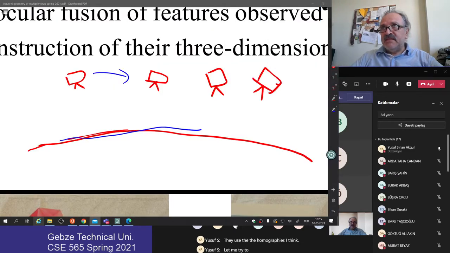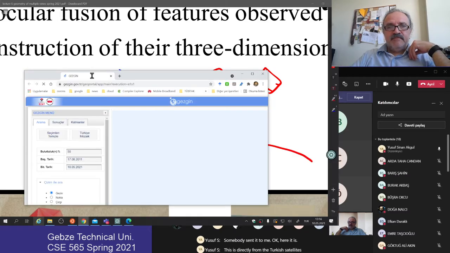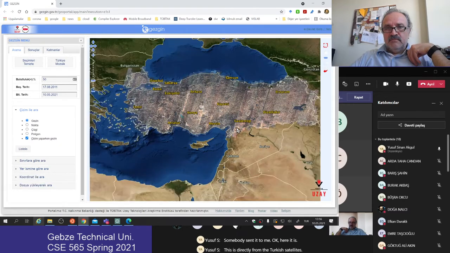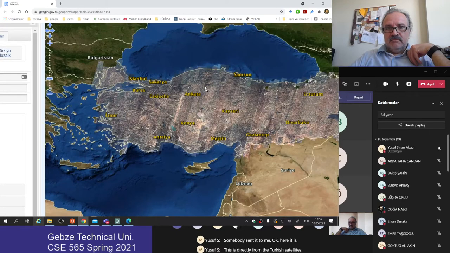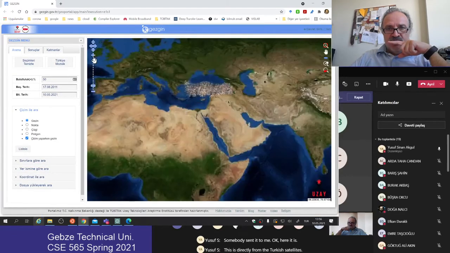Somebody sent me something yesterday. Where is it? Somebody sent it to me. Okay, here it is. This is directly from the Turkish satellites. Trying to zoom in. How do I zoom? Okay, here it is.